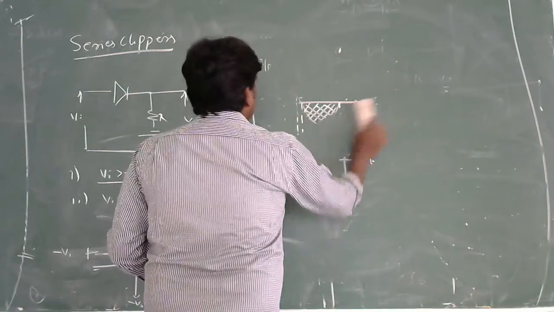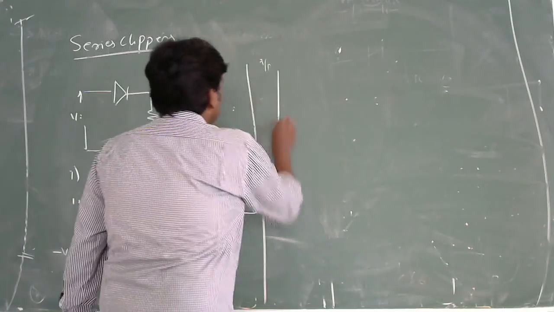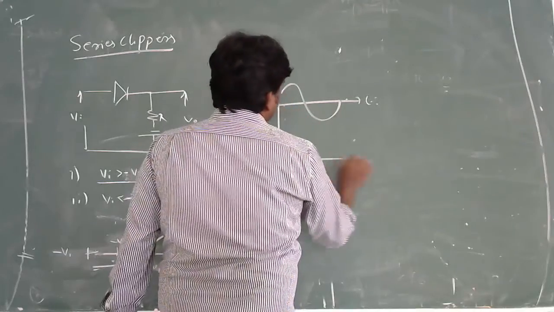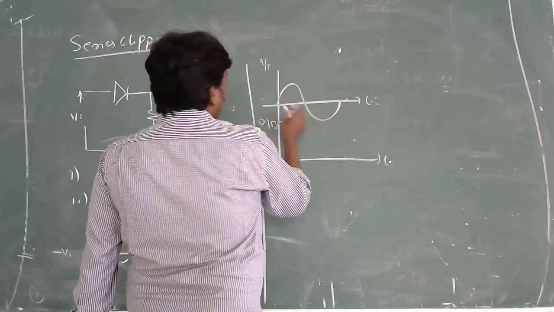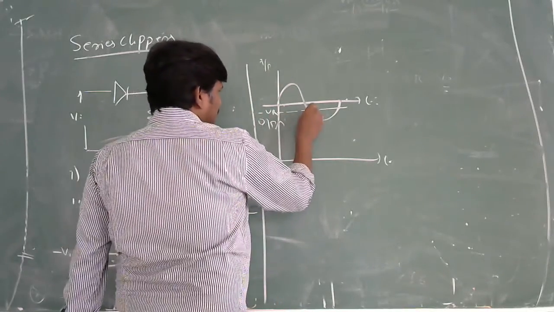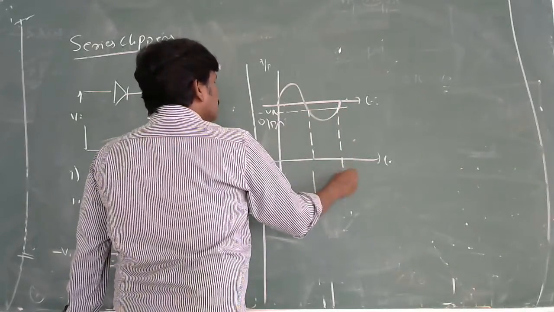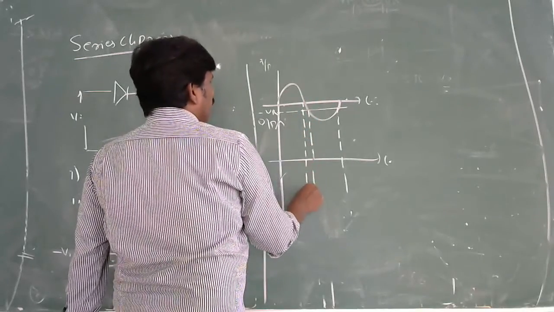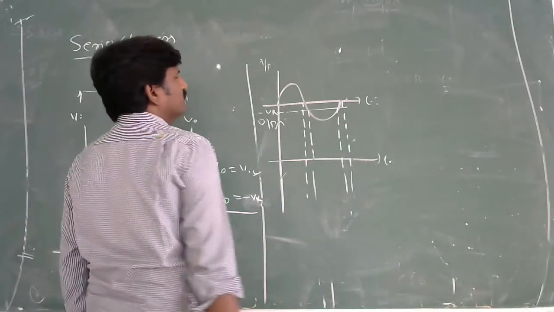Then again you have to draw this one. Take the graph corresponding to the input, positive cycle and negative cycle, and the output. We have to take the output. Then what is the reference voltage? Negative reference voltage. Then you have to take the corresponding point. This point only you have to observe. There you can find the change in the conduction action of your diode.